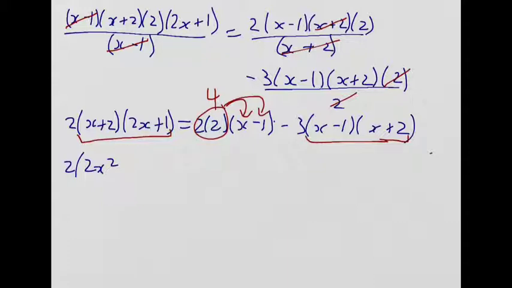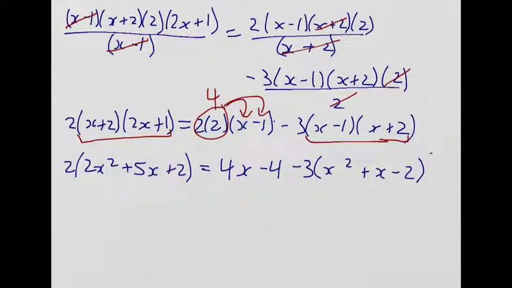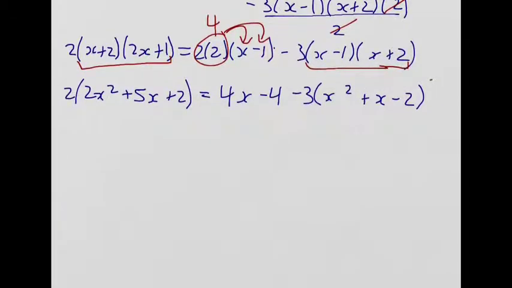2x squared plus 4x plus x is 5x, and 2. 4x minus 4, and x squared plus x minus 2. Okay, so just as a reminder, this foiled to this. The 4 multiplied in here became that, and this foiled to here. Okay, and now to distribute this 2 and this 3, and then we'll simplify.